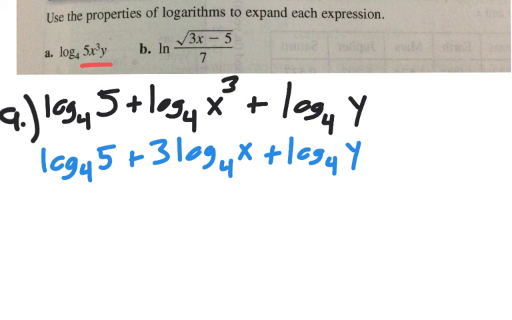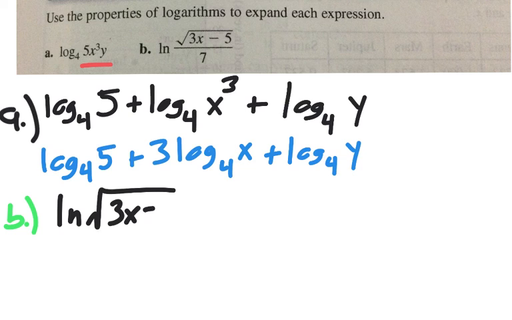Now B part can be a little tricky if you mix up your rules. So let's get this started first. The first thing I see, so again, there's more than one way you can start this problem. Don't think just because I start it one way, you have to start it that way. The first thing I see is division of logarithms. So I want to rewrite that division as subtraction. So I have the natural log of the square root of 3x minus 5 being subtracted by the natural log of 7.